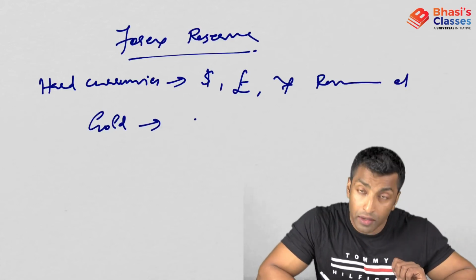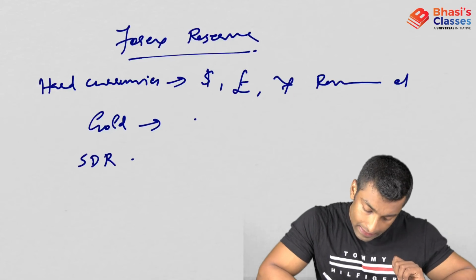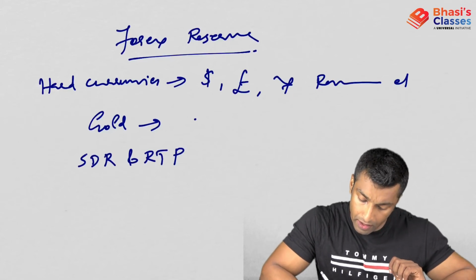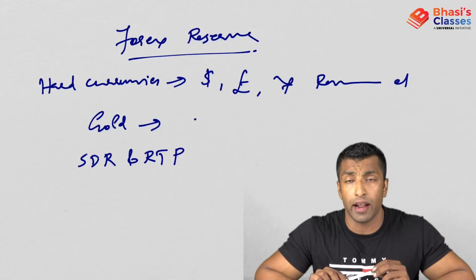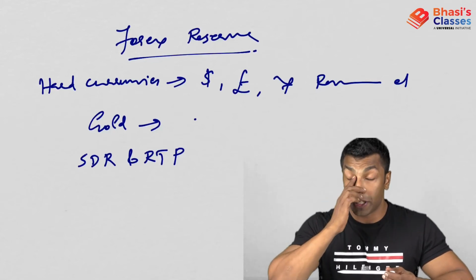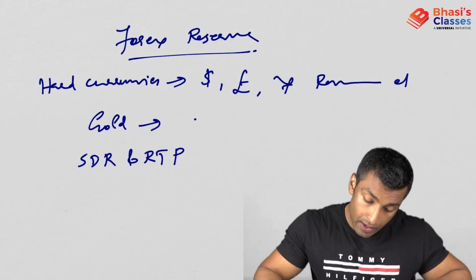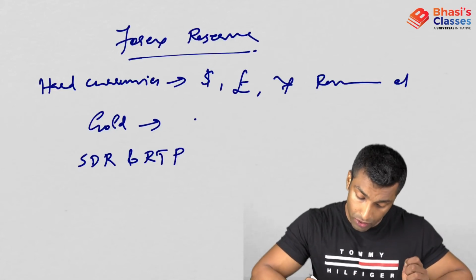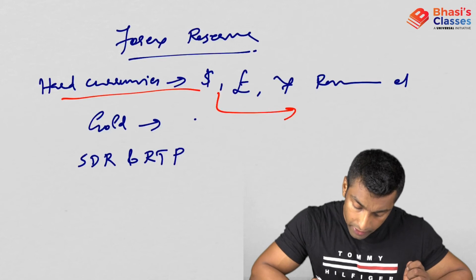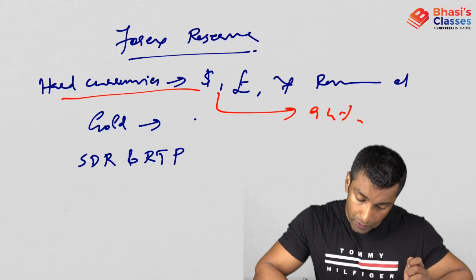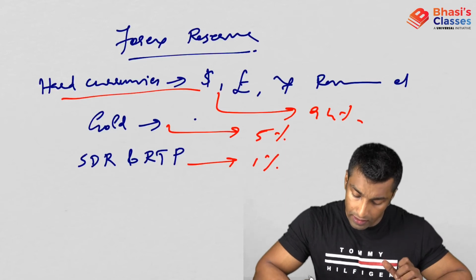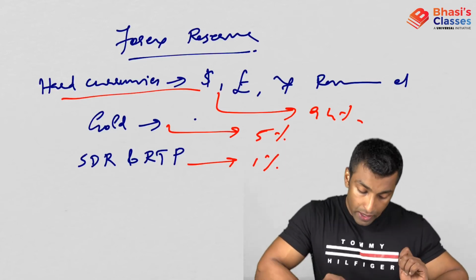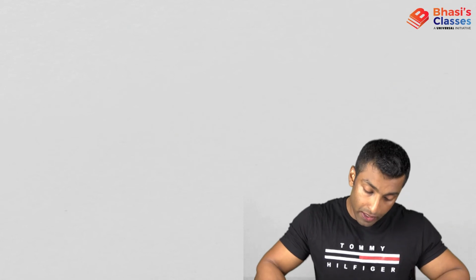Then you have gold. Okay, and then you have SDR and RTP. What do you mean by SDR? SDR is the special drawing rights, and RTP is the reserve trench position with IMF. Okay, so what is the proportion? Maximum you hold it in terms of hard currency, 94%, and this is around 5%, and this is the least one, that is around 1%. Okay, so that's about the components of Forex.